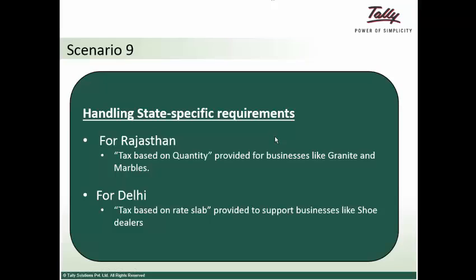Release 5.0 has been uniquely designed to handle some state-specific requirements. For Rajasthan, tax based on quantity is provided for businesses like granite and marble, where tax is calculated as per square feet of marble or granite. Similarly, in Delhi, tax based on grade slab has been provided to support businesses like shoe dealers, where VAT is 0 if the rate of shoes is below 500. However, there is a specific tax percentage which is charged on shoes whose rate is above 500 per pair. Let us see how this requirement has been handled in Tally.ERP9.